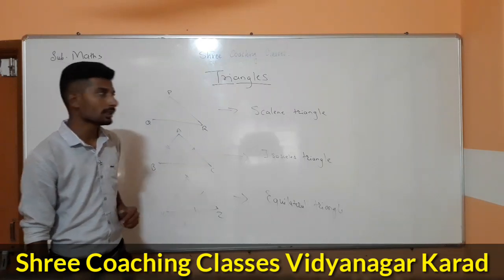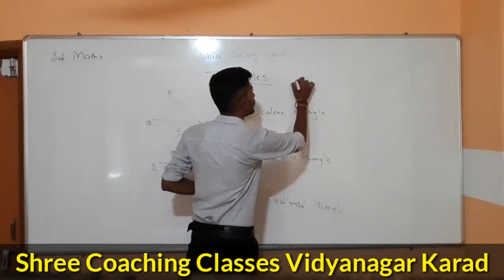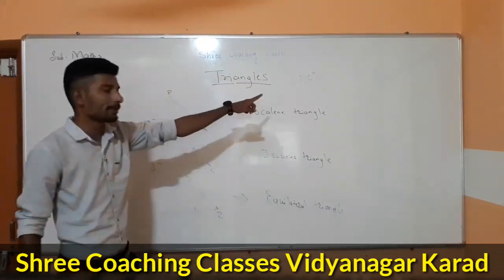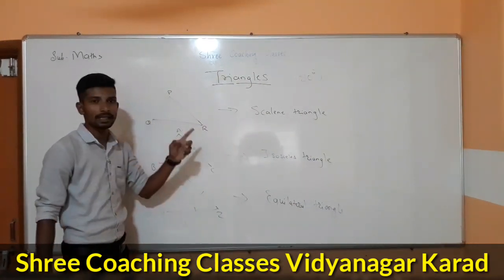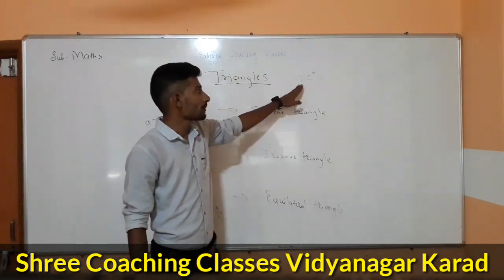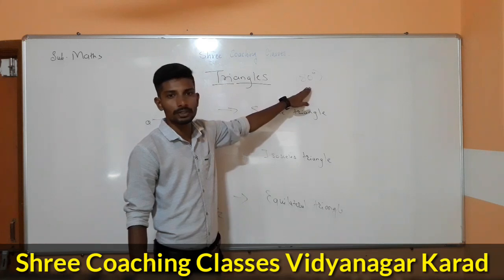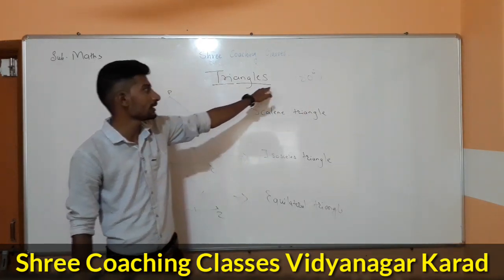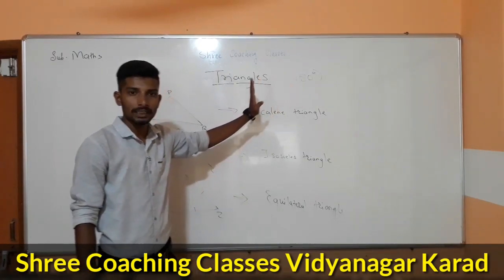what is the total? Always remember 180 degree. Okay, if it goes beyond 180, is it a triangle? No. If the addition of measure of angles goes above the 180, then it is not a triangle. Okay, the measure of triangle is always 180 degree.